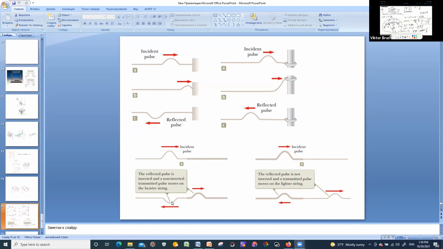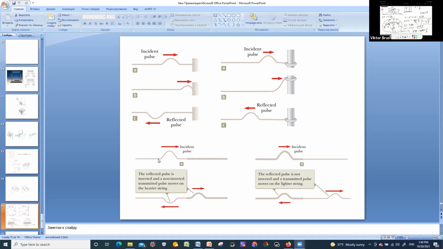A reflected wave, similar to the case when we have a firmly fixed edge at the wall, will change its phase. So the reflected wave will go in the opposite direction to the incident wave, and the phase will be opposite. So the displacement along the y-axis will be negative. However, the transmitted wave, or this pulse, will be in the same phase as the incident pulse.